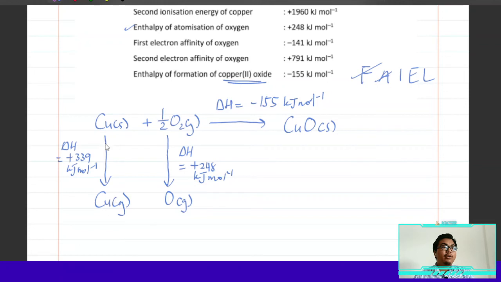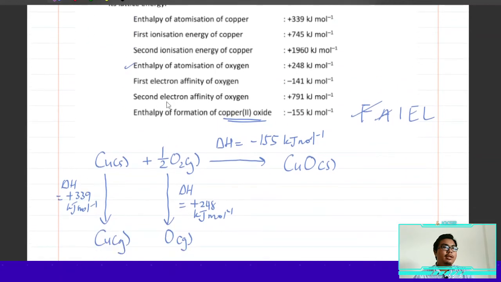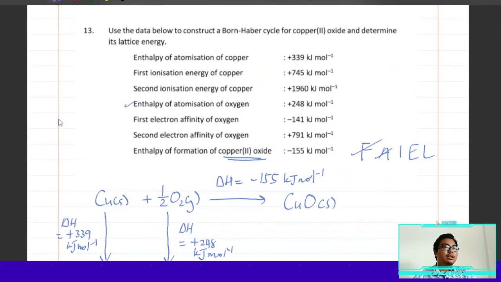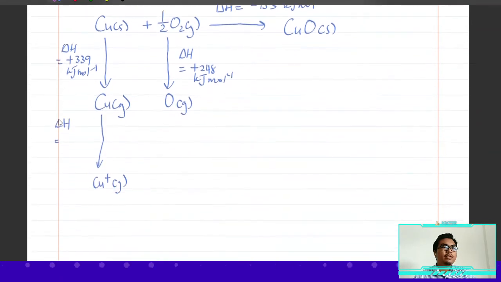Seterusnya kita buat pula untuk ionization process. Ionization is always going to be for the copper. But look at here, the value given, dia bagi ada first, ada second. So maksudnya ionization untuk copper akan ada dua step, two step. Okay, pertama, for Cu gas, dia akan jadi Cu plus dahulu. Okay, dia tak terus jadi Cu2 plus. Dia jadi Cu plus terlebih dahulu. Okay, so that's the first ionization energy. First ionization energy is positive 745.